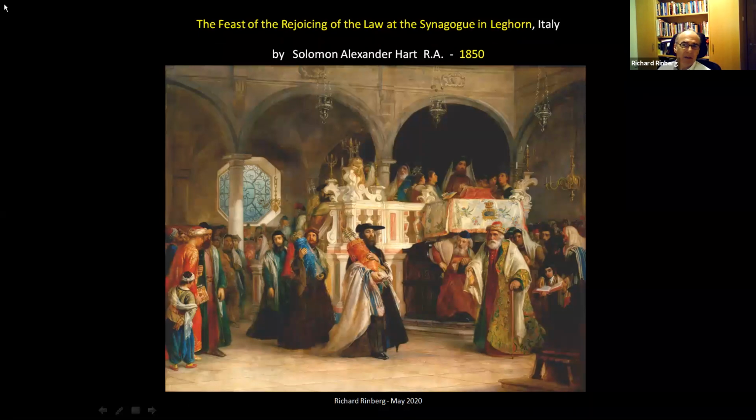Here's Solomon Hart, RA meaning Royal Academy, which meant he exhibited in the Royal Academy in London. In fact, he's the first Jewish artist who's given the RA, who's allowed to exhibit in the Royal Academy. And even though this is Simchat Torah and not Shavuot, it is such a colorful, beautiful picture showing, this is Leghorn, Livorno in Italy, showing an Italian synagogue parading the Sifrei Torah around and how people looked. It's just so wonderful. I wanted to bring it in. It's just joyful to see.